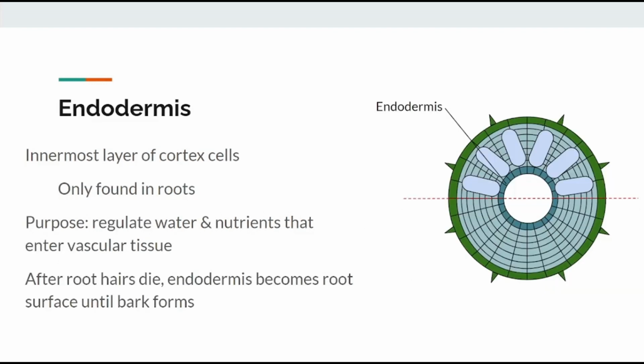The innermost layer of cells of the cortex is called the endodermis, which is only found in roots. The purpose of the endodermis is to regulate what goes into the tree's vascular system. After root hairs die on a section of a root, the cortex and root epidermis also die and are shed, leaving the endodermis as the surface of the root until bark forms around it.